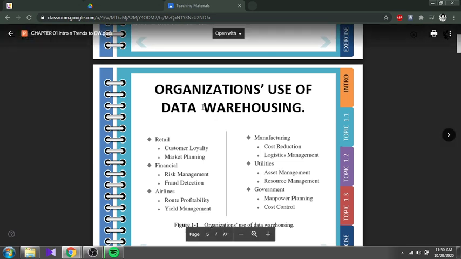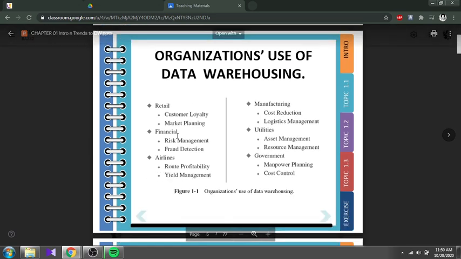Okay, organization use of data warehousing. Let me just summarize on this one. Customer loyalty, because in retail we want to see the customer, what they call, yes, customer loyalty. They want to see if the customer will buy again the same product or brand or not. Okay, and the market planning. So with that data, in my case, in my last retail company, which is GCH Retail, about Giant and Cold Storage, also the Guardian.